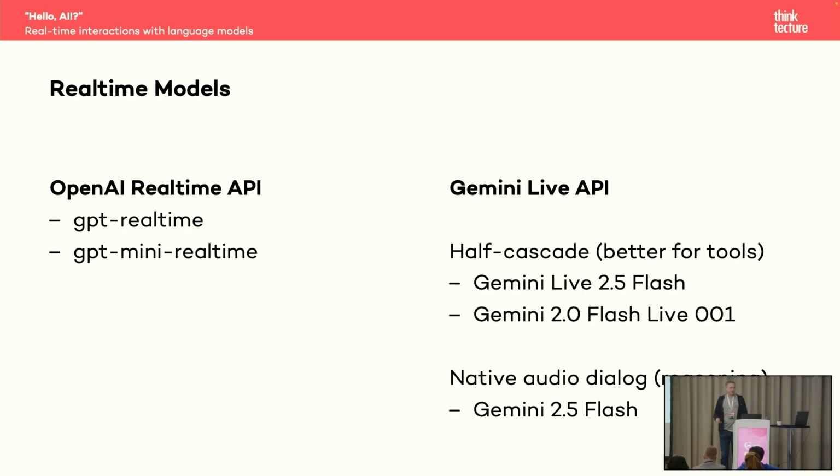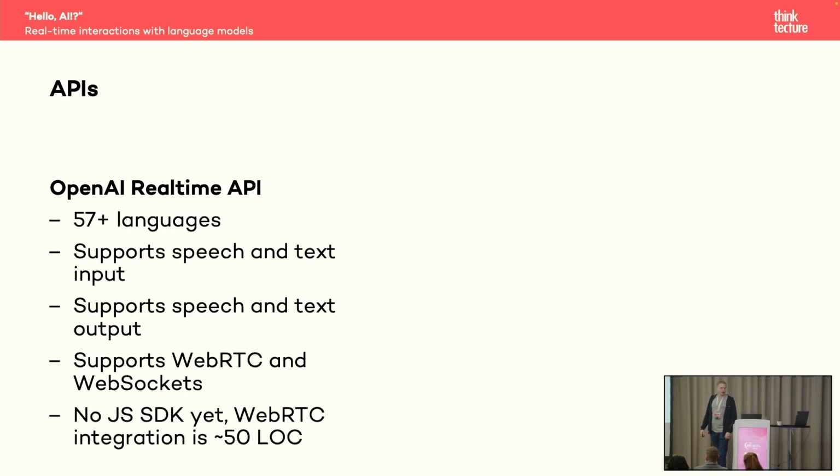Let's compare them a bit. So what is offering what? There are indeed some interesting differences between the two. The OpenAI Real-Time API supports more than 57 languages. It supports speech and text input and supports speech and text output. Actually, I'm sorry, I just had a look at the slides before this talk, but I missed that. They also support images now, so that has been added in the meantime.